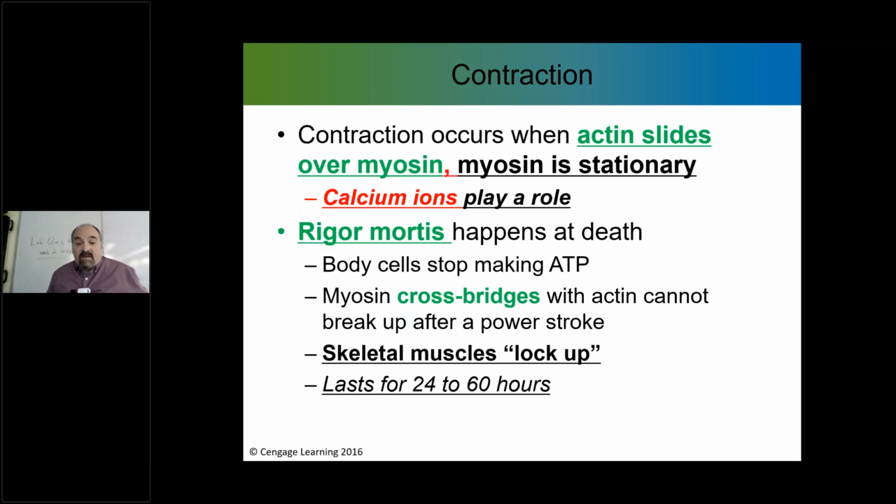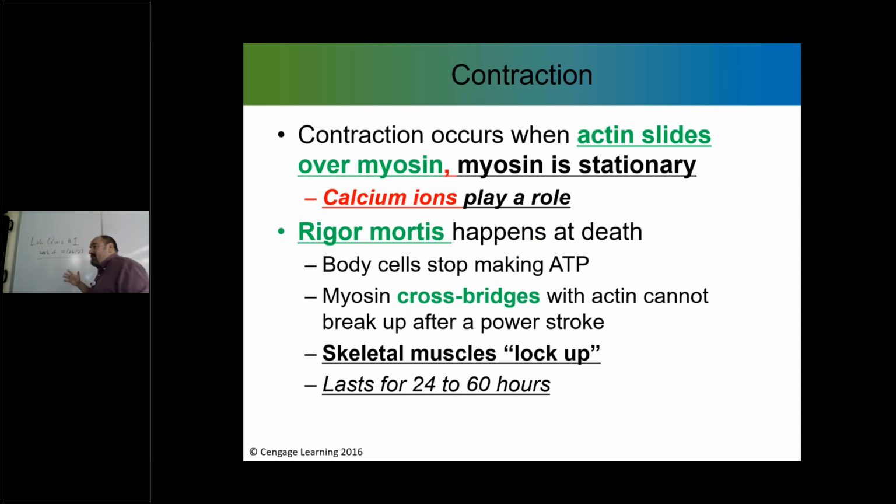So it's really important. Now, rigor mortis happens at death. You know what that means? What do they call a dead body? A stiff. Because why? It literally does. And what happens is that these cross bridges, the actin and myosin, connect.